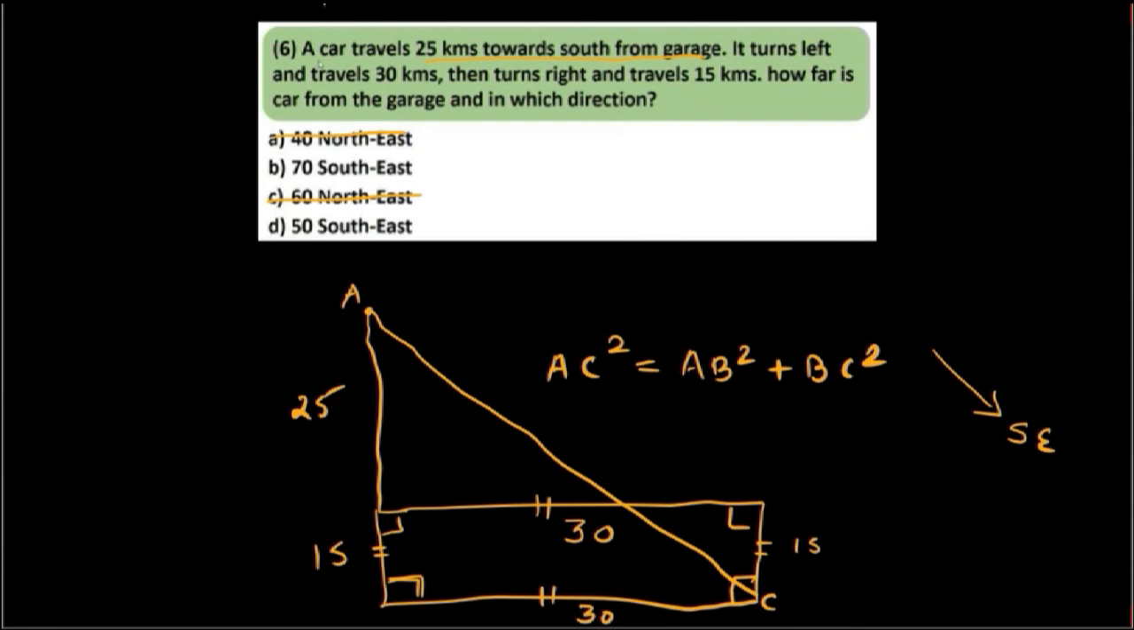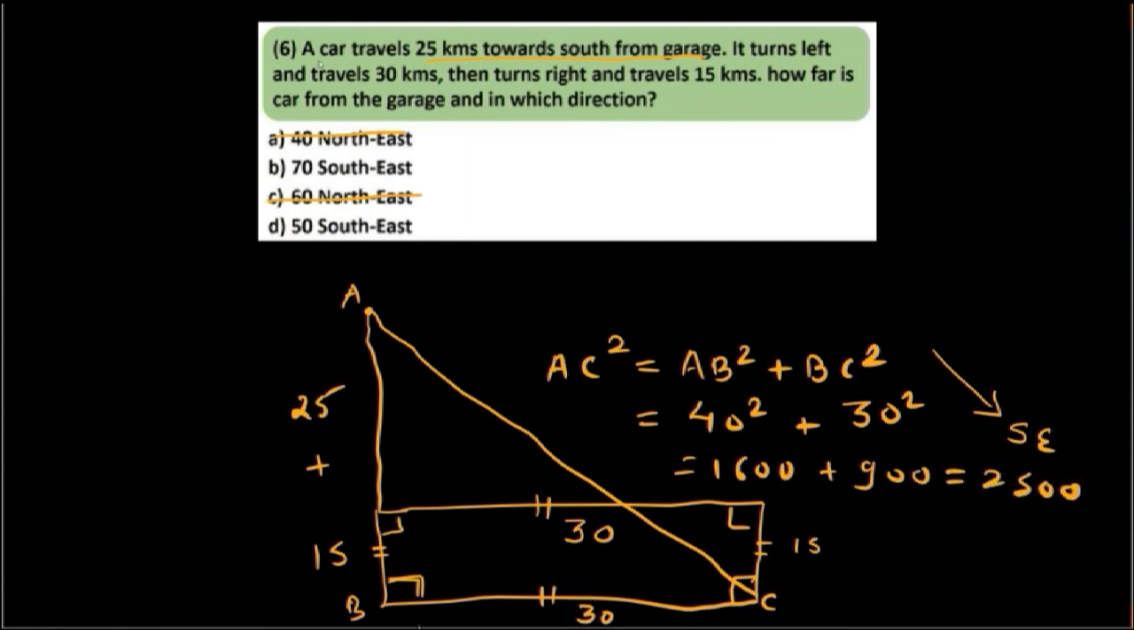And here we are having the information, that is 25 plus 15 is AB. So this is 25 plus 15, 40, that is 40 square, plus BC square. What is BC? BC is 30 square. So it is 1600 plus 900. It comes out to be 2500. So our answer is 50 kilometers, because square root of 2500 is 50. So this is our answer. So let's move to the next problem.